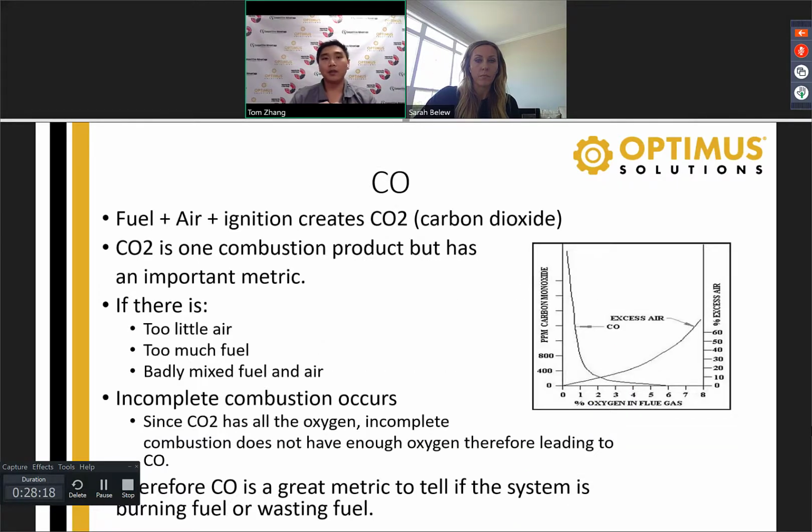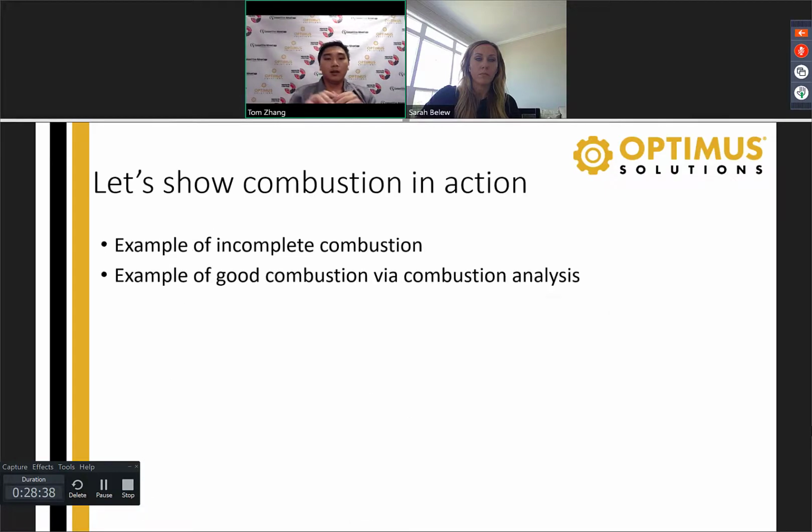Second is CO. Okay, so if we see high CO, and this is from a combustion analysis, it is not good, because CO means incomplete combustion. CO means you either have too much fuel for the amount of air you have, or too little air for the amount of fuel you have. So both of those are things that we can do something about.